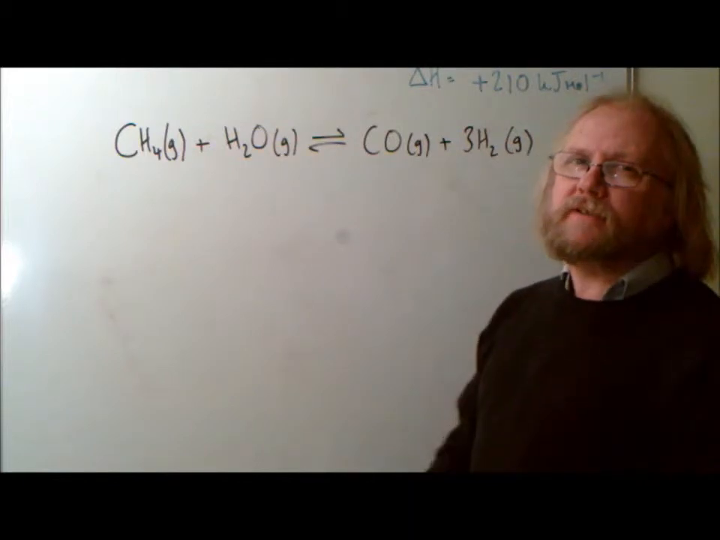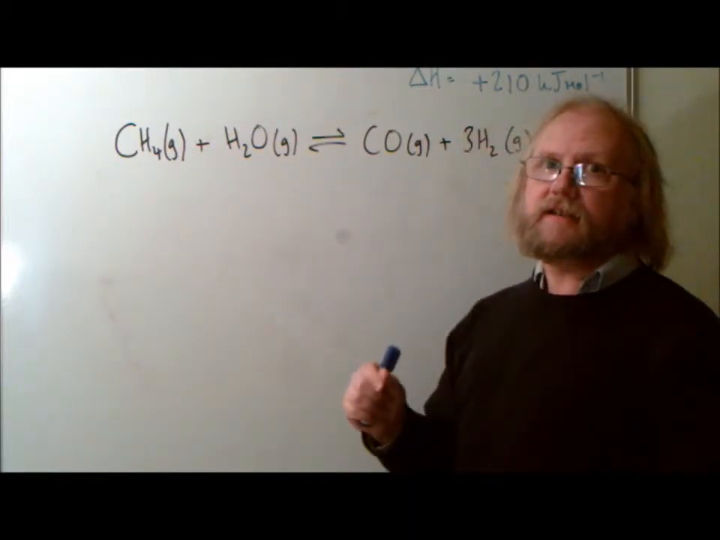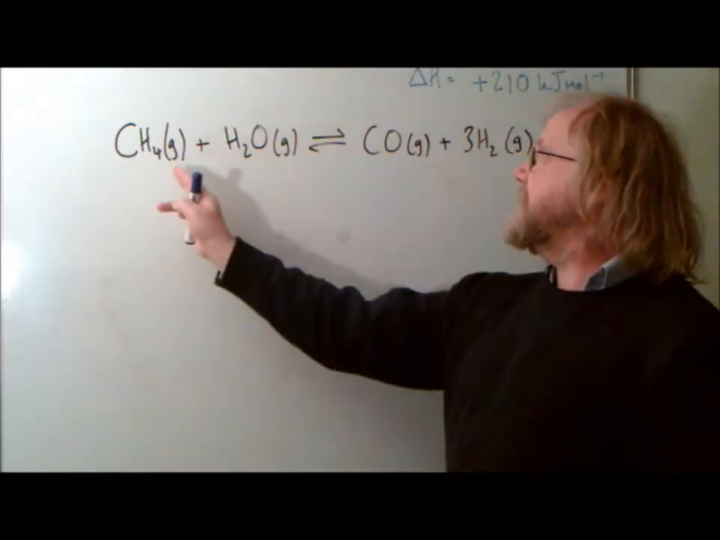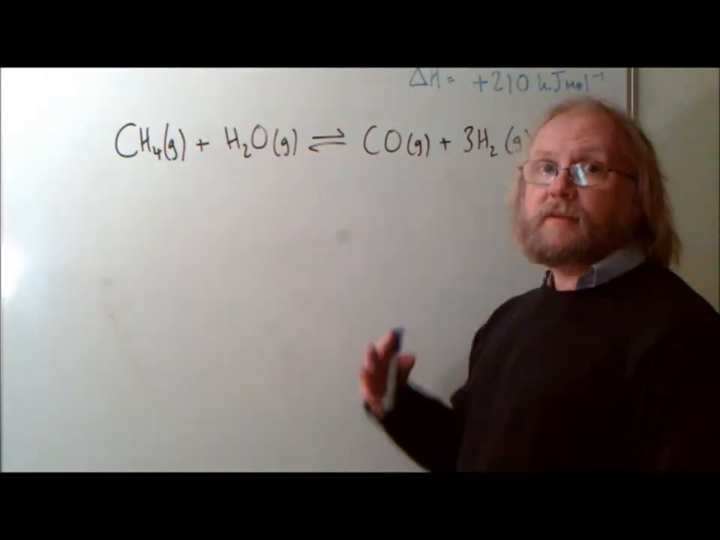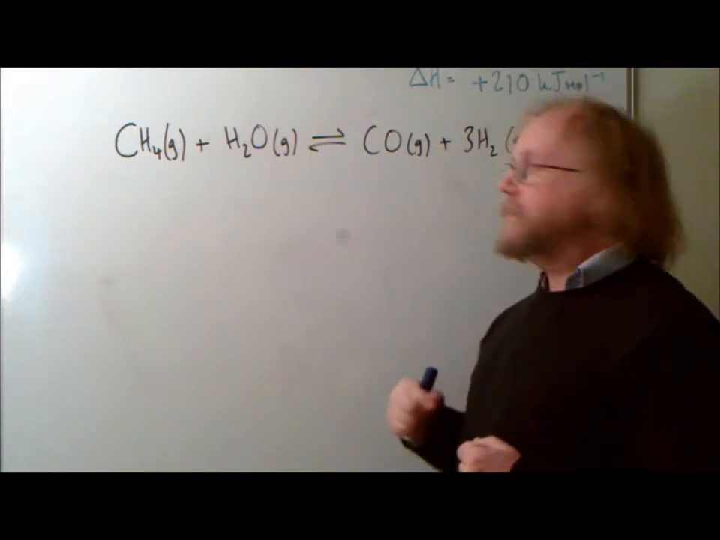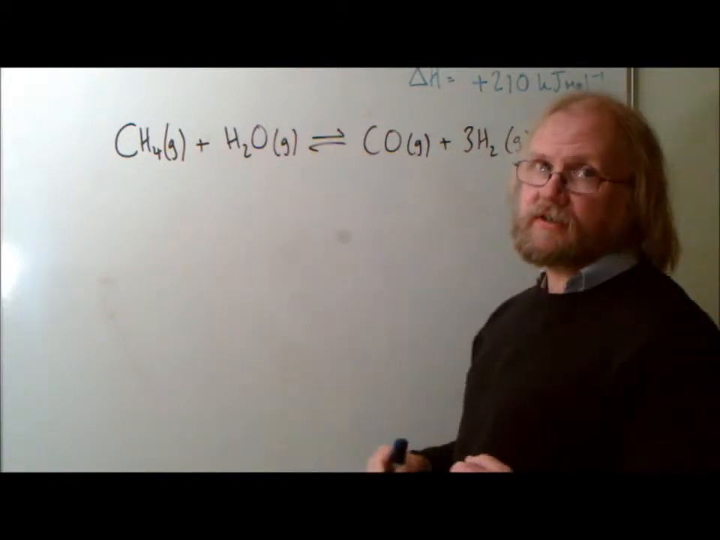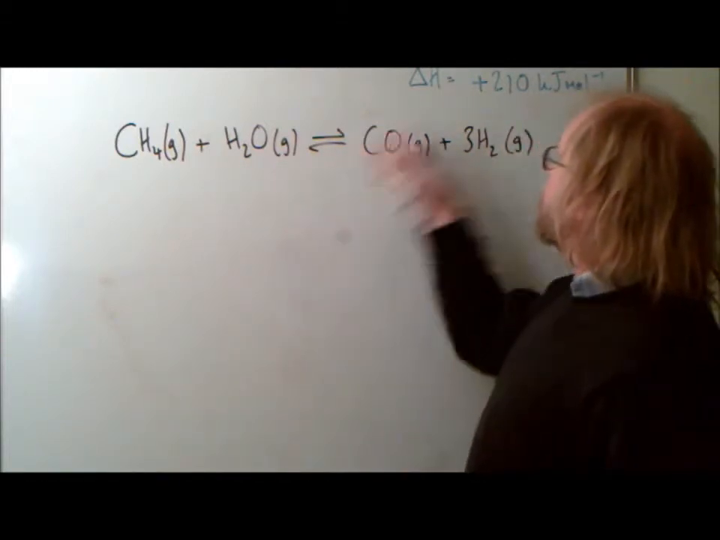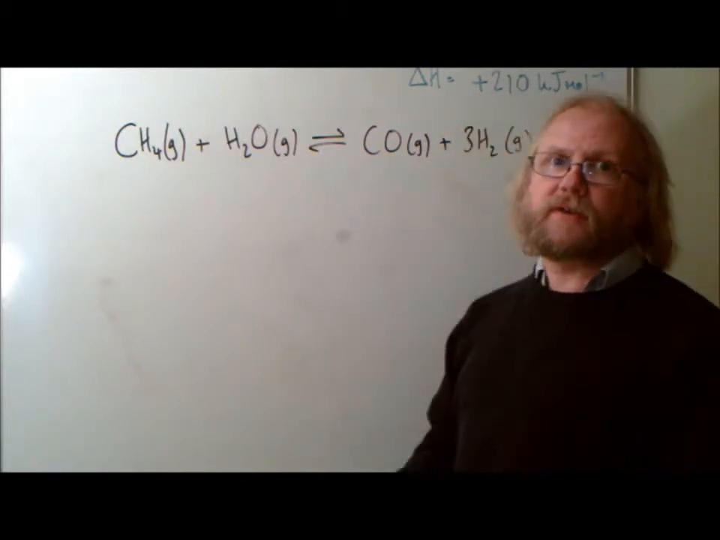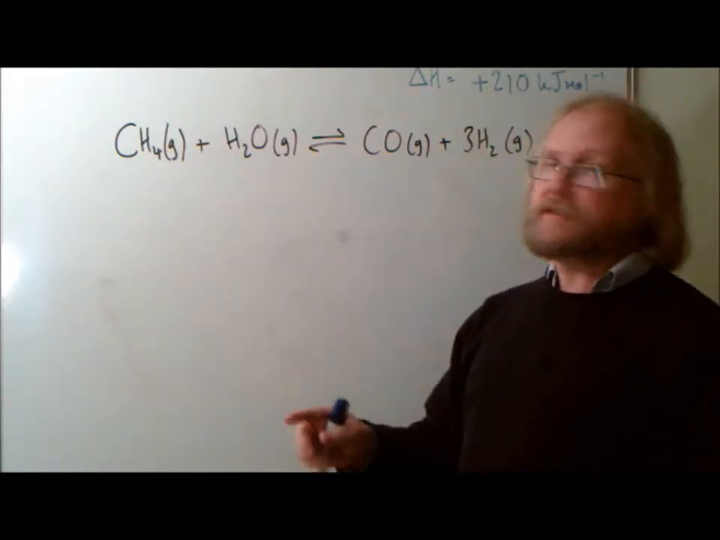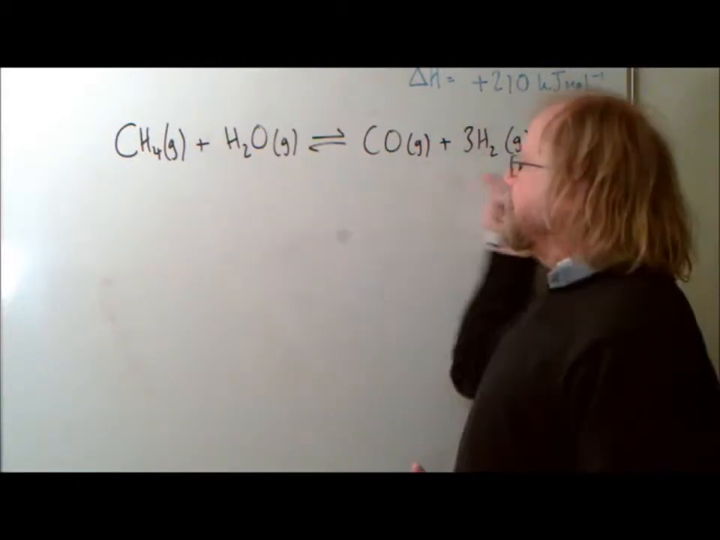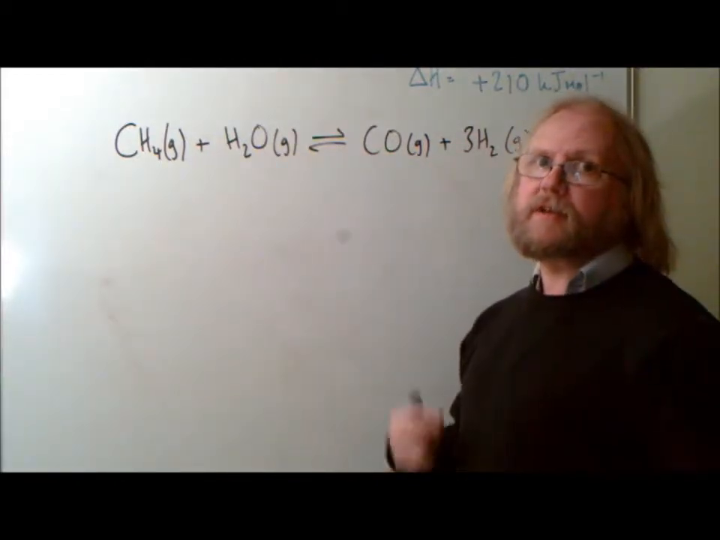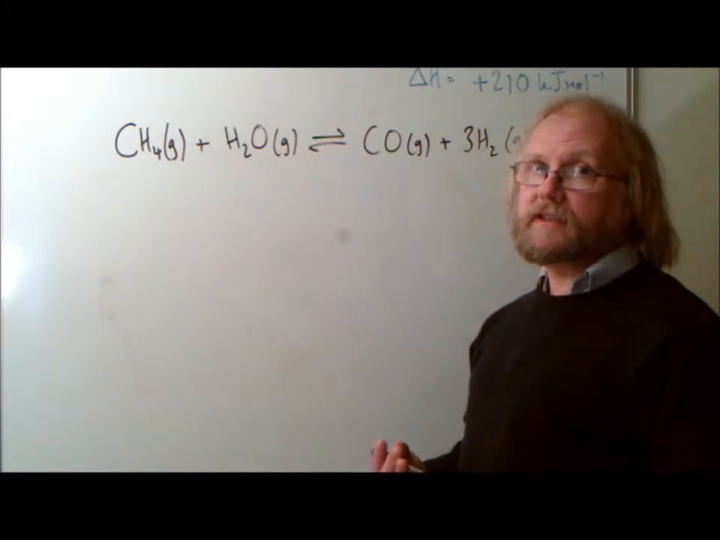And it's absolutely crucial you remember what those signs mean. Plus 210 is endothermic, positive is endothermic, and that means it takes heat away going in the forward direction. If you go in the back direction, it's negative, that's exothermic, and that means it gives heat out. So the forward direction takes heat away, will tend to cool the system down. The backward direction is exothermic, gives heat out, will tend to warm it up.